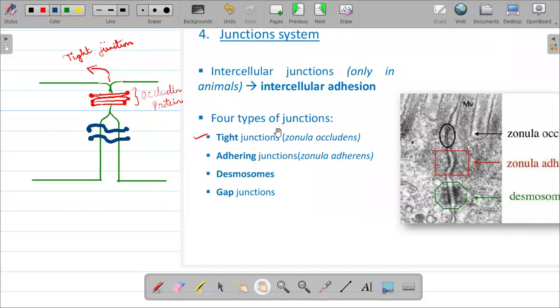Now, one or two will always be present in the plasma membrane. Sometimes all four may be there, depending upon what type of cell it is. So this junction is called the adhering junction. What is this junction called, beta?